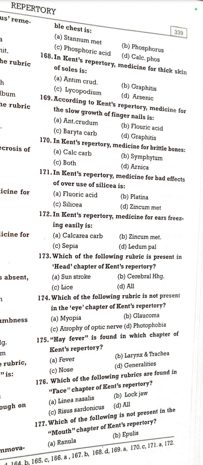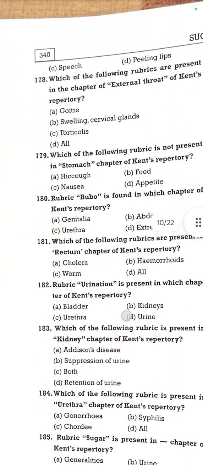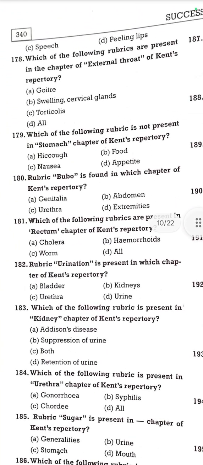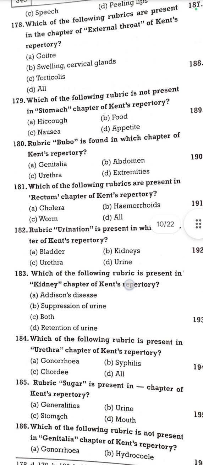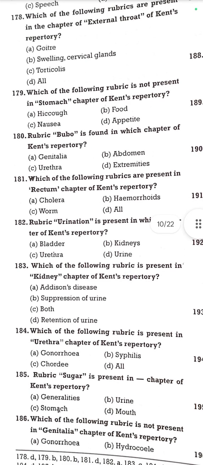Next question. Which of the following is not present in the mouth chapter of Kent repertory? Peeling lips. 178. Which of the following rubrics are present in the chapter of external throat of Kent repertory? Goiter, swelling cervical glands and torticollis.